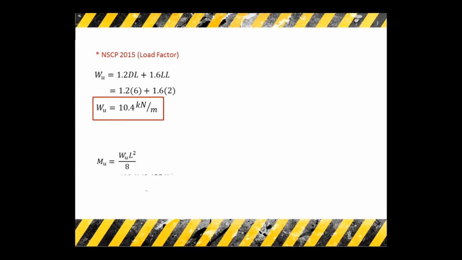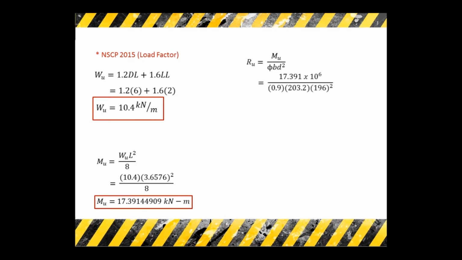According to NSCP 2015 for the load factors, we'll use a 1.2 load factor for the dead load and a 1.6 load factor for the live load. And then we'll be able to calculate the ultimate uniform load W sub U of the beam. Next, we calculate the ultimate factored moment M sub U of the simple beam, followed by the coefficient of resistance R sub U.